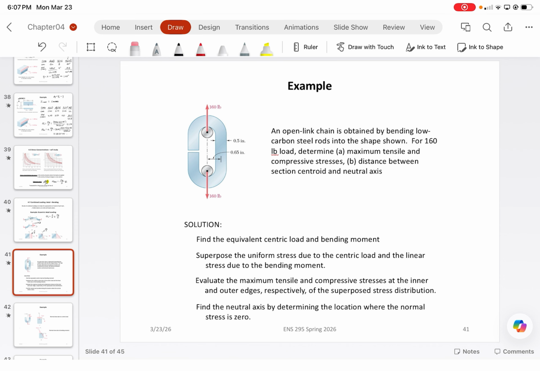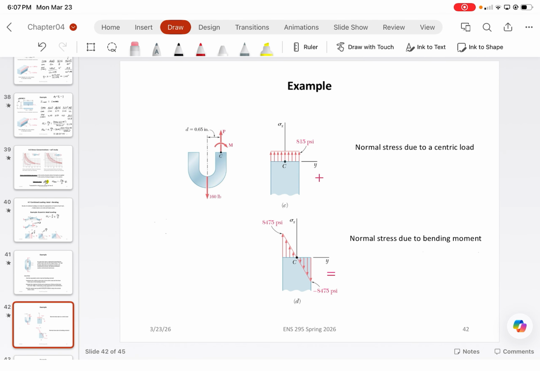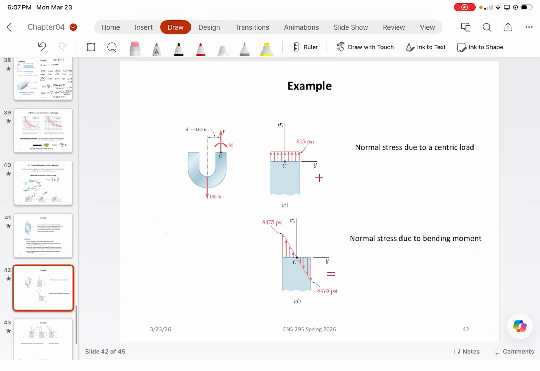Yeah, let's work on it then. All right. So hopefully you guys figured it out. It's going to be, again, subjected to normal stress and bending stress.